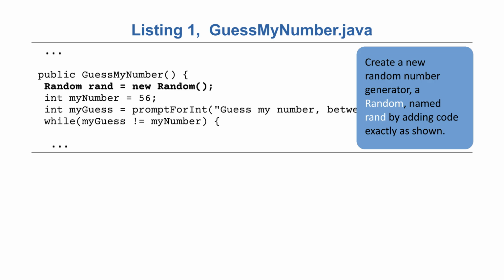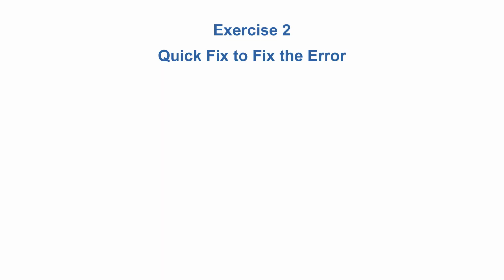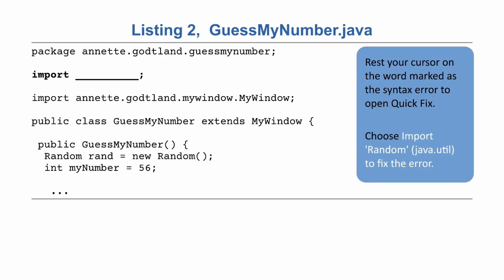What happened? It should have caused a syntax error stating Random could not be resolved to a type. Use Quick Fix to fix that error. Exercise 2. Quick Fix to fix the error. Rest your cursor on the word marked as a syntax error to open Quick Fix. Choose Import Random java.util to fix the error.